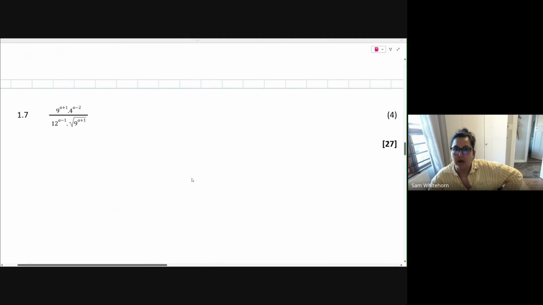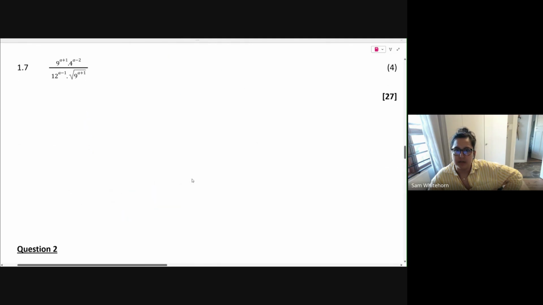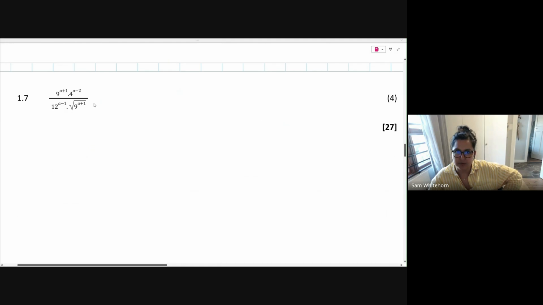Right, question 1.7. We've got this beauty over here. Only one term in numerator and denominator, so what you now need to think about are your prime bases. Let's give this a try, 4 minutes, and then we'll have a look. No, this one is worth 4. Sorry, did I say 2? My bad, apologies. 4 marks.